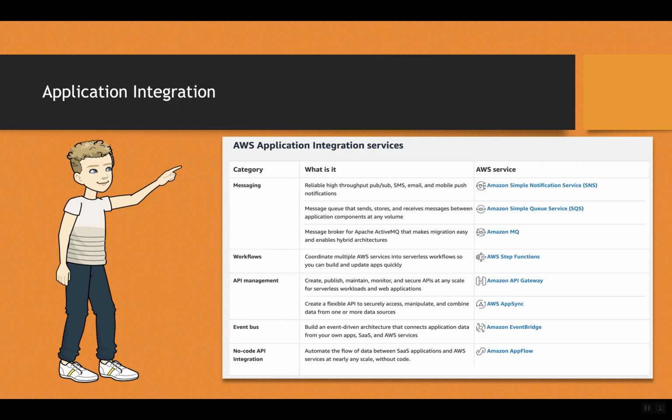What is it? It automates the flow of data between SaaS applications and AWS services at nearly any scale without code. So if I have to develop a flow of data between SaaS applications, software as a service, and AWS services at nearly any scale without any code, I can use Amazon AppFlow. No-code app integration. So you do not need to do any coding, you just use Amazon AppFlow, and then you can give your entry and exit point and vice versa. It will help you there.